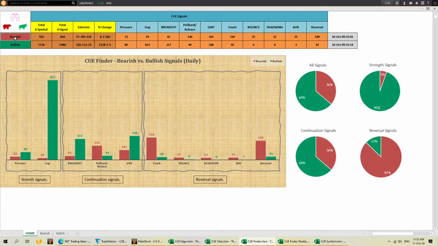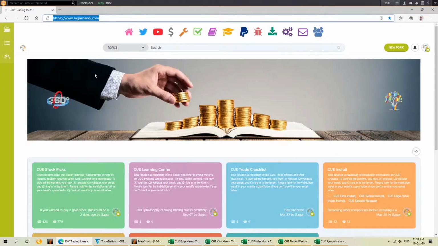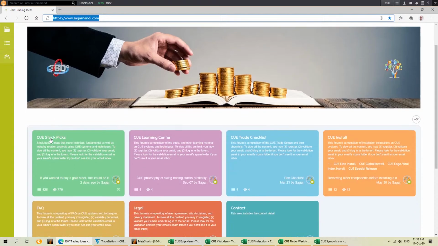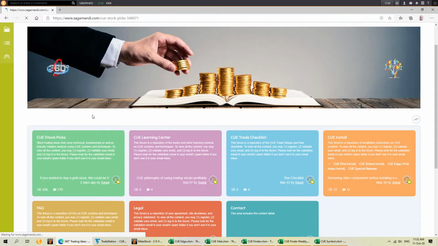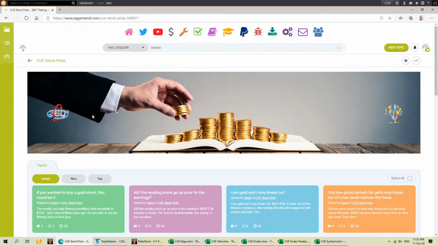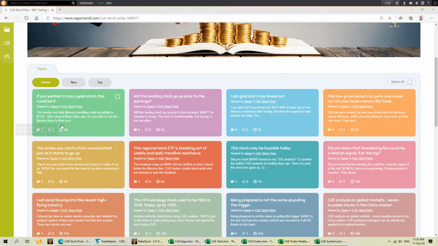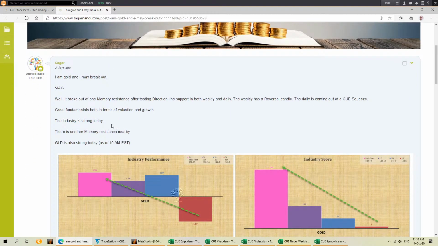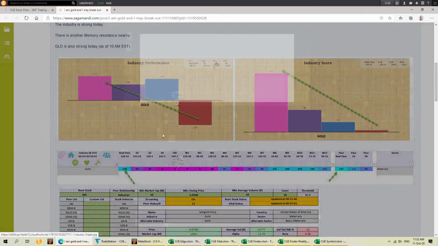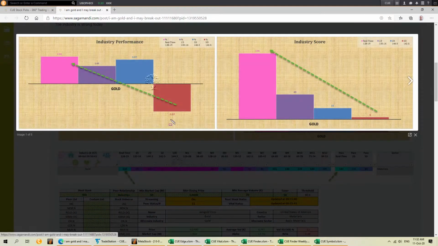Let's review some of the trades I posted in the forum and also explain how I came to those trades. Under Q stock picks category, I share my trading ideas. On Friday, I shared a gold mining stock, IAG, IM Gold. And when I shared the post, I, as usual, shared the snapshots.